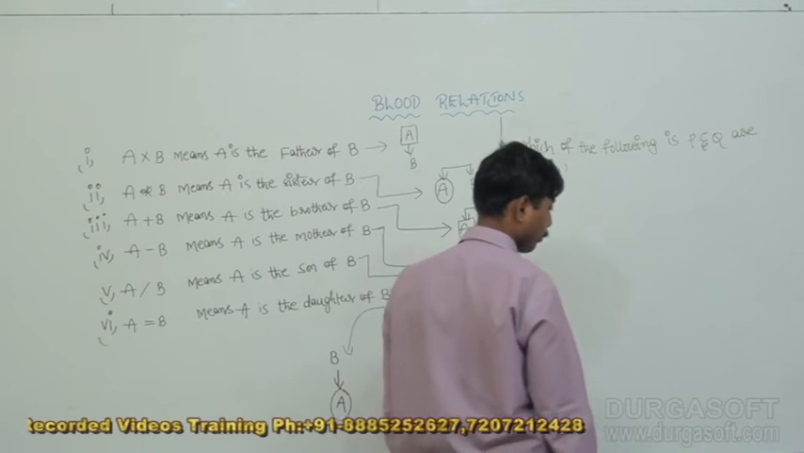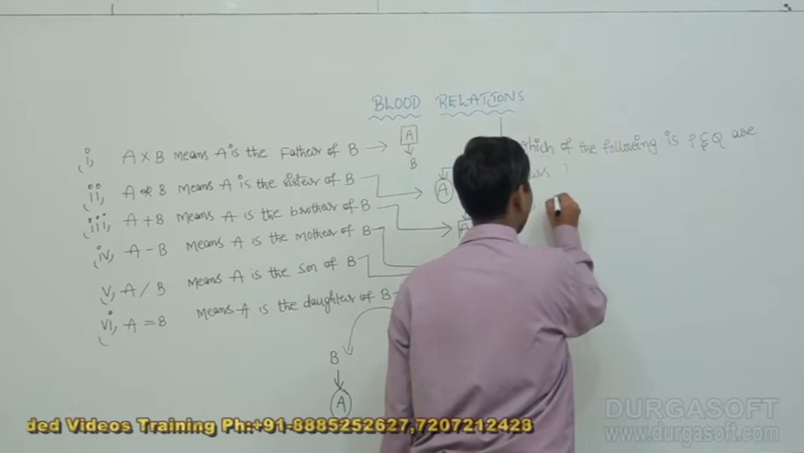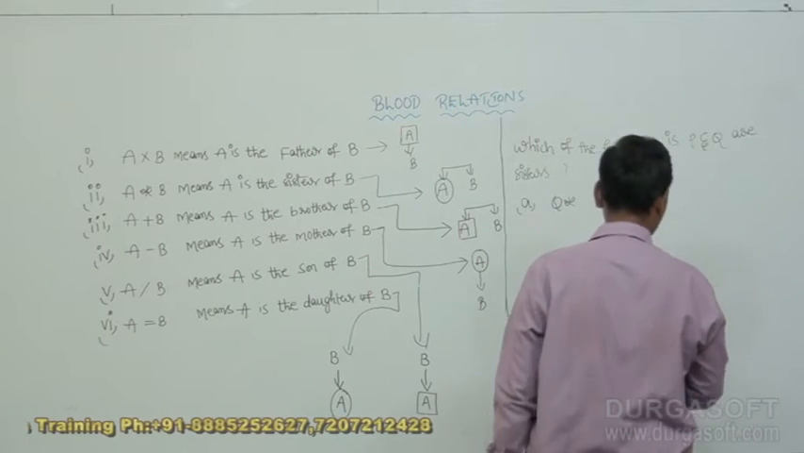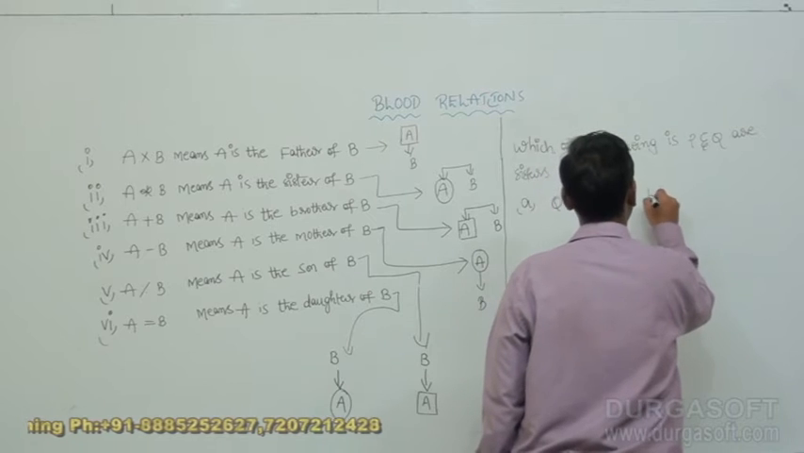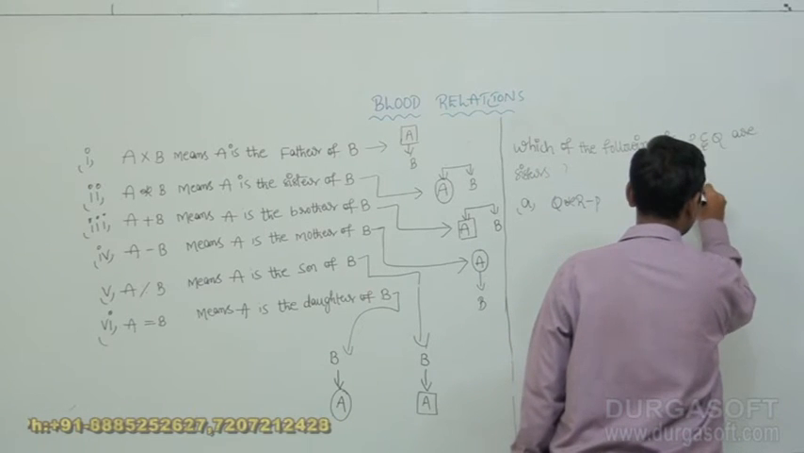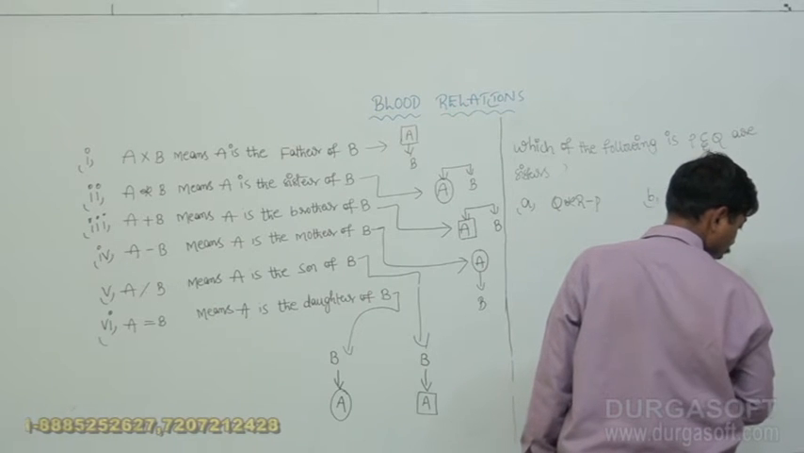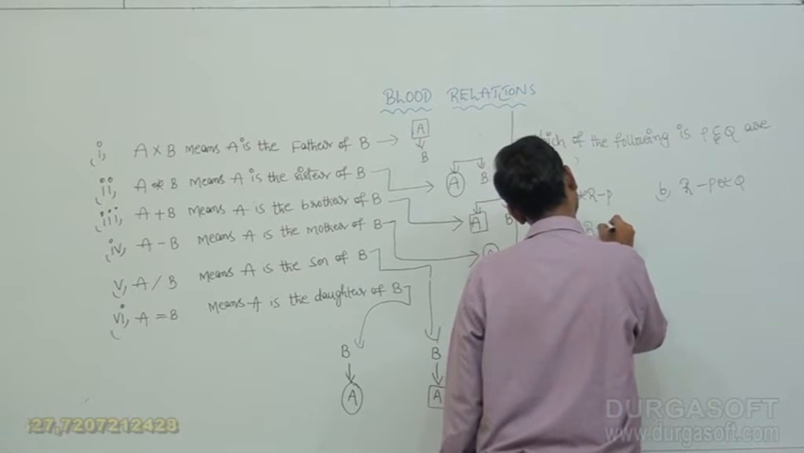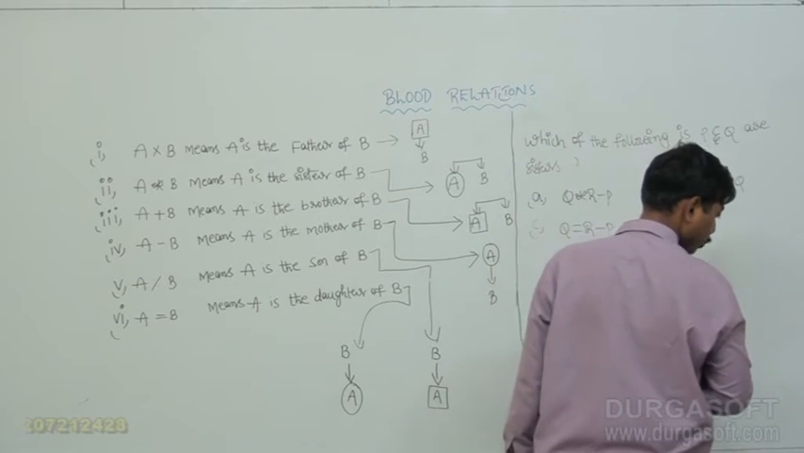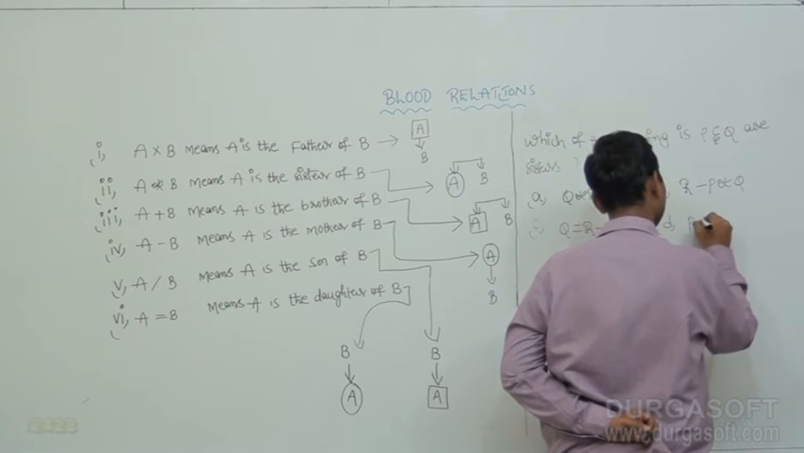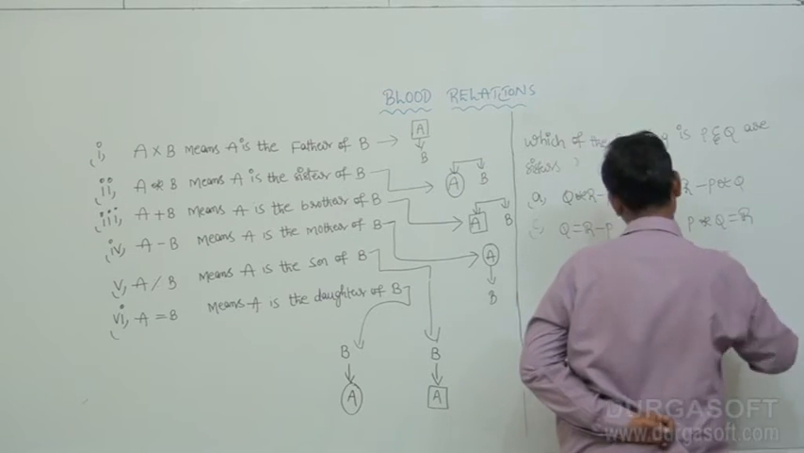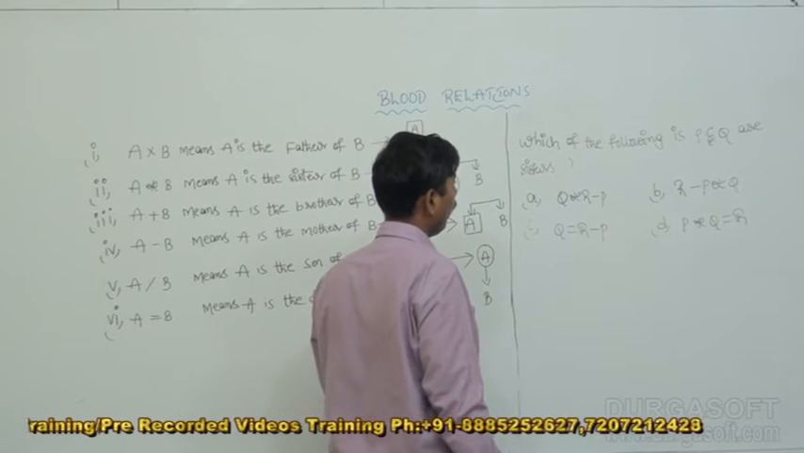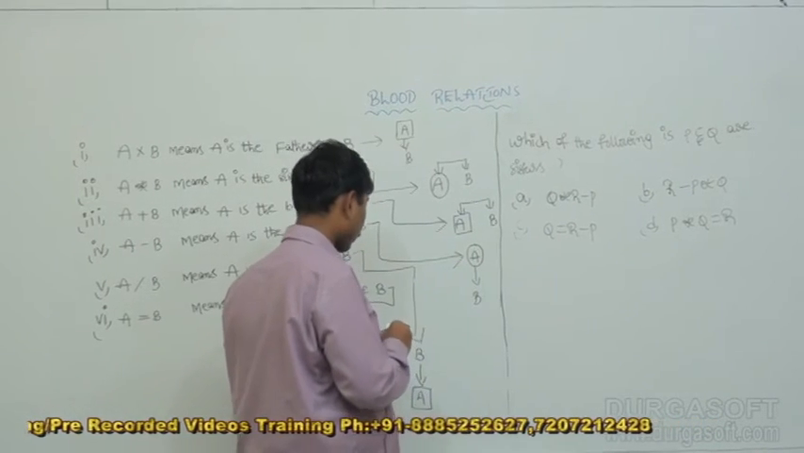Alright, let us start with option number 1. Option number 1 is Q star R minus P. Next one, R minus P star Q. Next one, Q equals to R minus P. Next, the fourth one, that is the last option, P star Q equals to R. Let us put concentration on the data here.